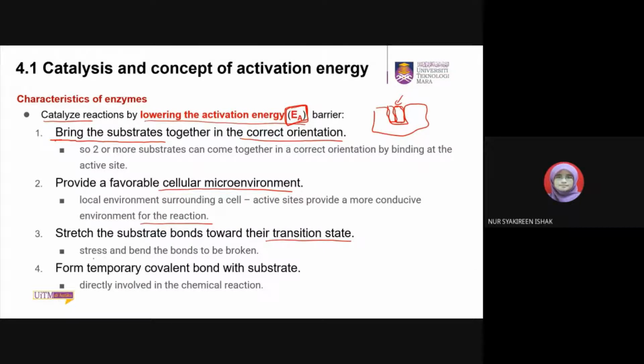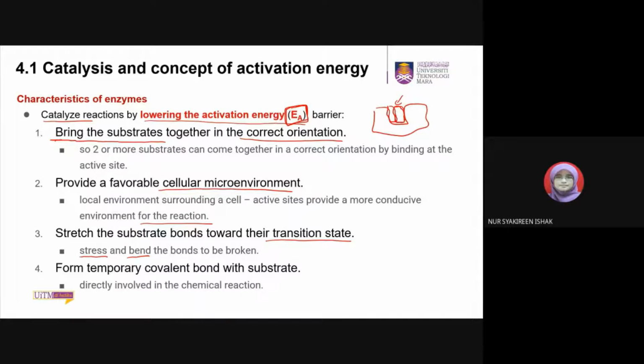It causes the bond of the substrate to be in a stress condition. It bends the bond of the substrate so that new bonds can be formed. All bonds are broken, new bonds are formed, to produce the product.